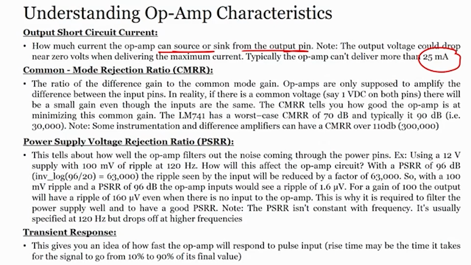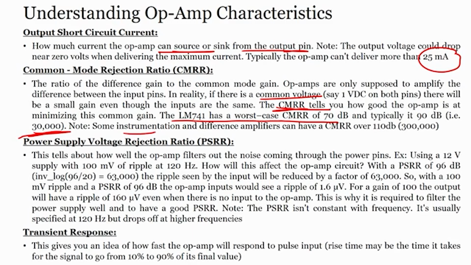Okay. Then we have seen our favorite common mode rejection ratio. We know that the ratio of the difference gain to the common mode gain, AD by ACM, is our common mode rejection ratio. Op amps are only supposed to amplify the difference of the inputs and not the common mode gain, but in reality, if there is a common mode voltage, there will be a small gain even though the inputs are the same. The CMRR tells how good the op amp is at minimizing this common mode gain. 741 has a worst case CMRR of 70 dB and typically it is 90 dB, that is 30,000.